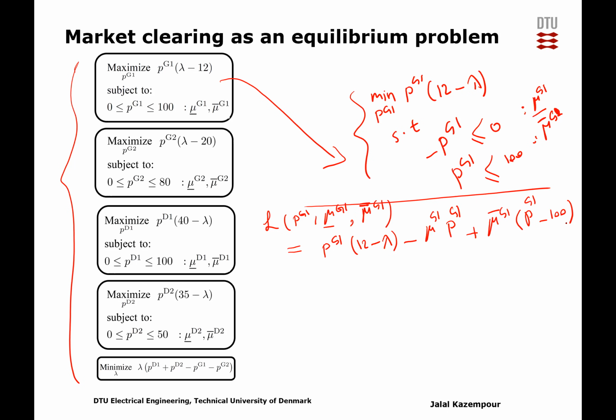Yes. Good. Now if we take the KKTs, first we need to derive the derivative of the Lagrangian function with respect to the only primal variable we have, which will be 12 minus lambda minus mu g1 underline plus mu bar g1 is equal to 0. Do you agree?